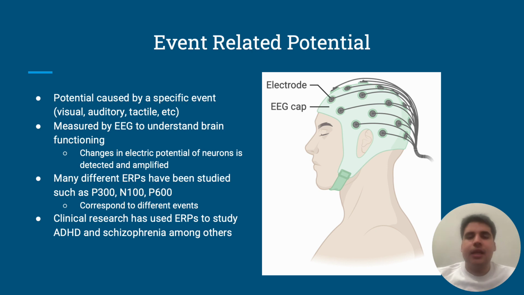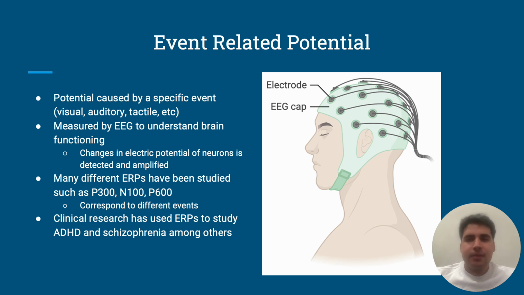And an event related potential doesn't have to be visual in nature. It could be auditory or even tactile. So the oddball paradigm that we discussed with the apples and the pencils could also be elicited by auditory or sound waves or even tactile tasks. And these are all things that will elicit a P300 wave in participants.